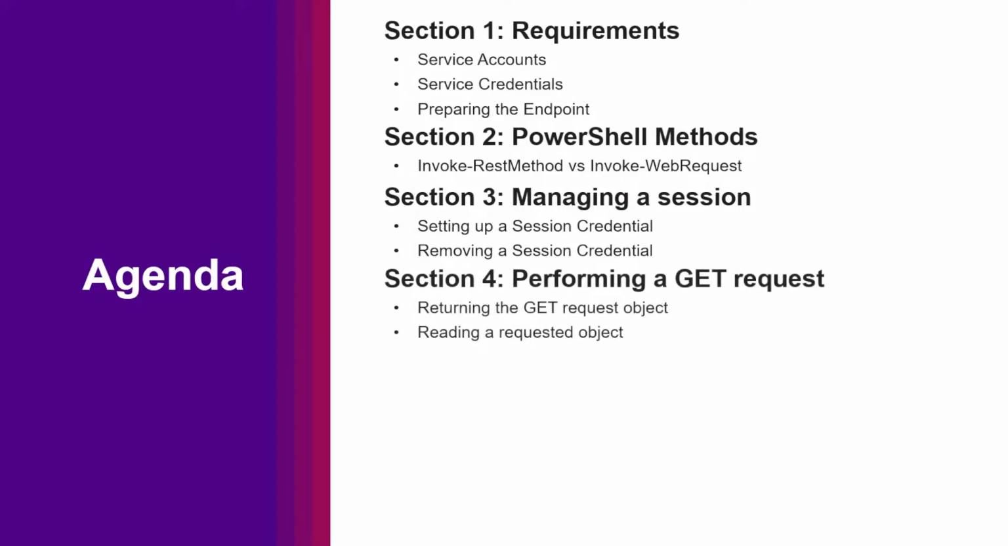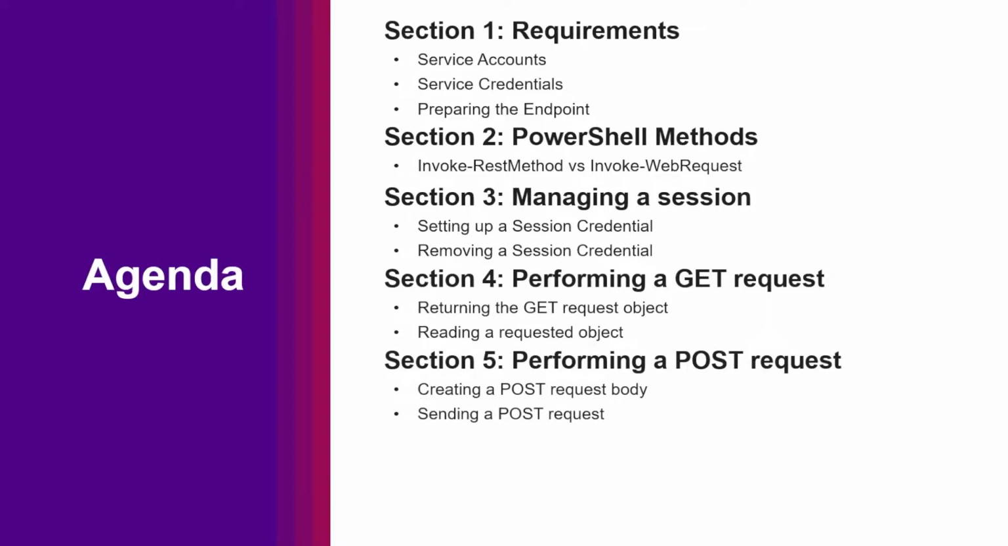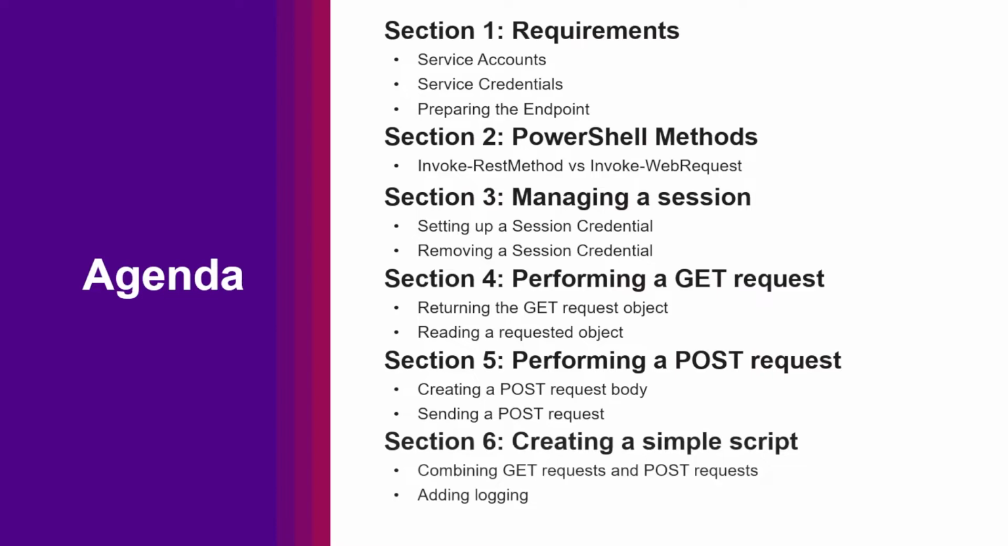For section 4, we'll start using the REST API service by performing a GET request, and then look at how to read the resultant object. In section 5, we'll then look at performing a POST request to submit a new request to the API service and what format the request body needs to be created in. And finally, in section 6, we'll look at assembling a simple script combining each of the methods and how to add logging to our script to allow for troubleshooting when things aren't quite going how we intend.